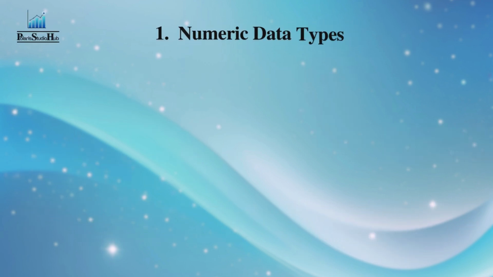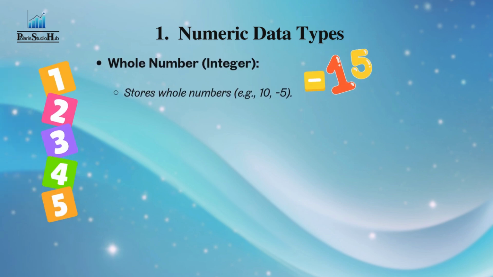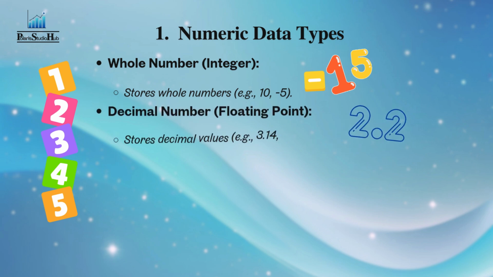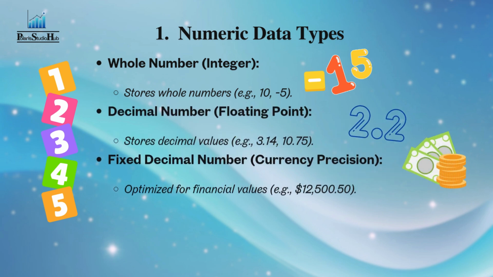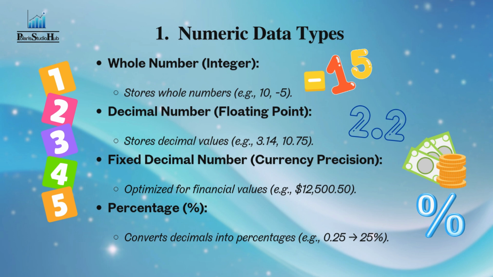First up, numeric data types. These are the backbone of your calculations, dashboards, and financial models. Use whole numbers for IDs or countable values. Choose decimal numbers for general calculations. Go with fixed decimal when working with currency. This keeps your financial reports precise. And when you're tracking things like ratios or growth trends, percentages make your insights more intuitive.